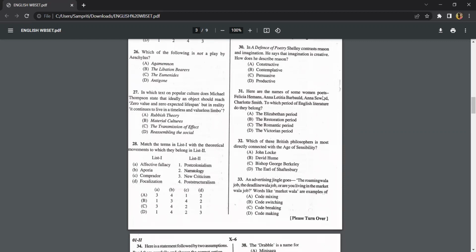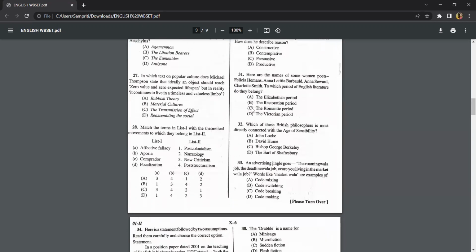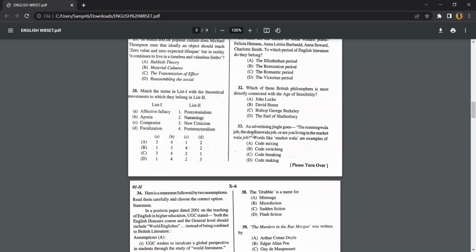31. Here are the names of some women poets: Felicia Hemans, Anna Letitia Barbauld, Anna Seward, Charlotte Smith. They were romantic poets, female romantic poets. So option C is the correct answer.